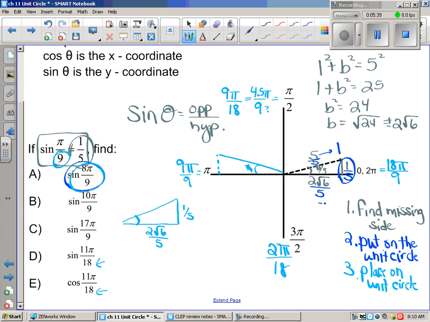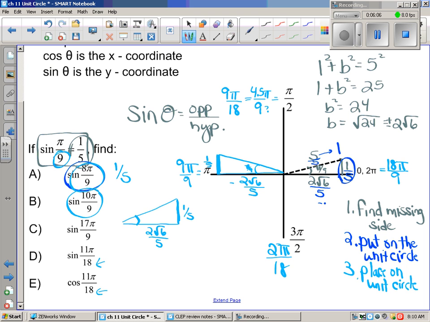So if this is how the angle was positioned originally, you can see that the short side is right there, 1/5. In other words, I can see the short side is 1/5. The longer side is 2 root 6 over 5. Recognize that's negative because it's a negative x, right? And so now I should answer that question. What's the sine of 8 pi over 9? Well, the sine of 8 pi over 9, still the y, is 1/5 still.